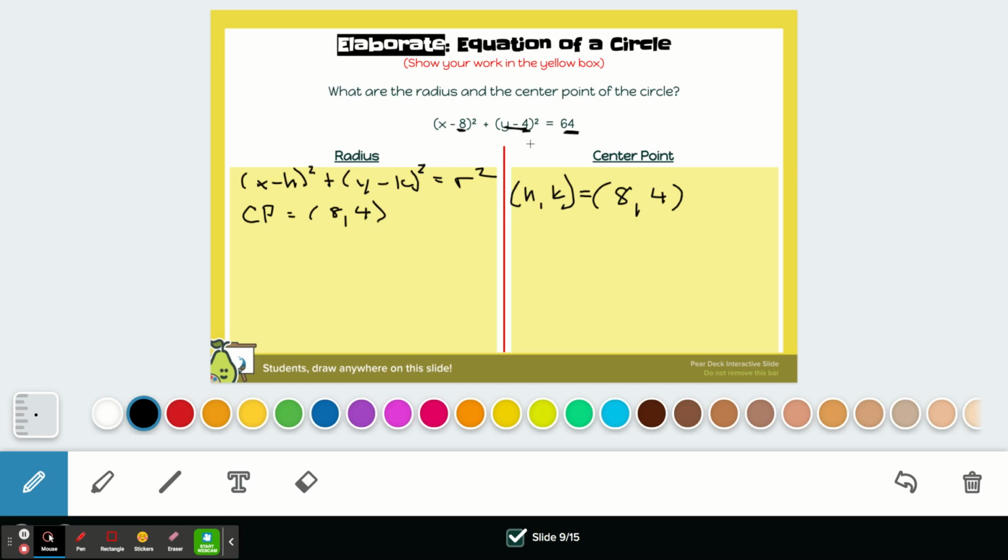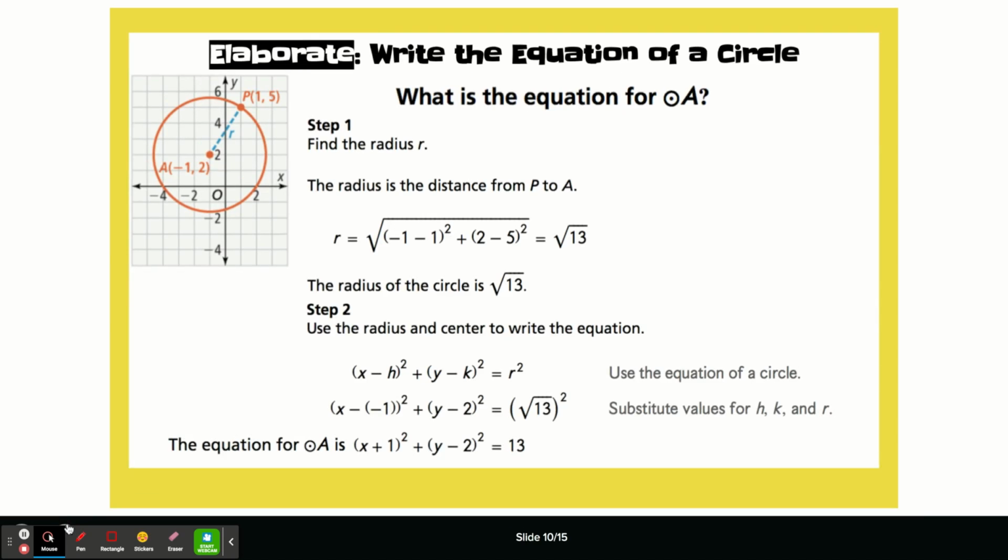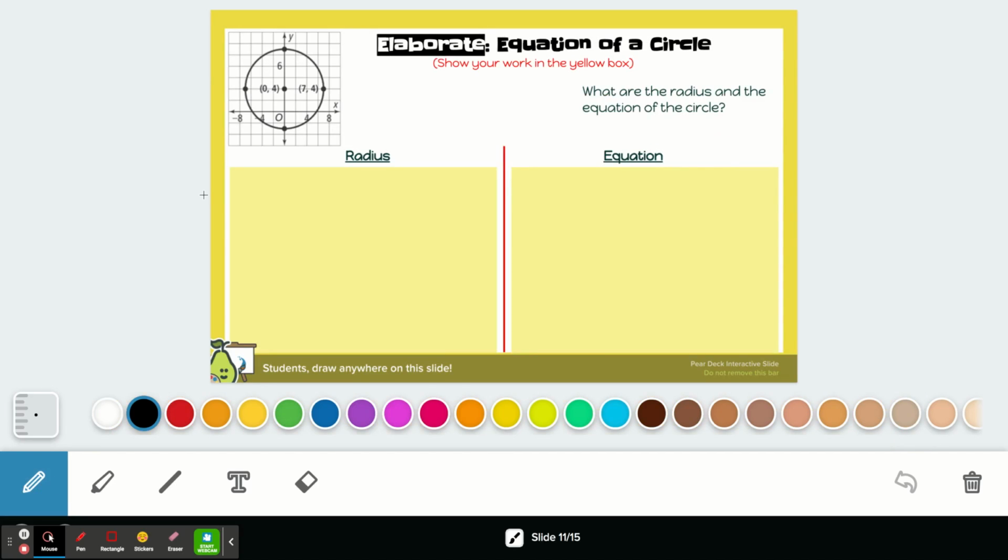that's what I have. Now the radius, r squared, is equal to 64. I take the square root of both sides, and I know that r is equal to 8, right? So that's that example, right? The next one says, what is the radius and the equation of the circle?